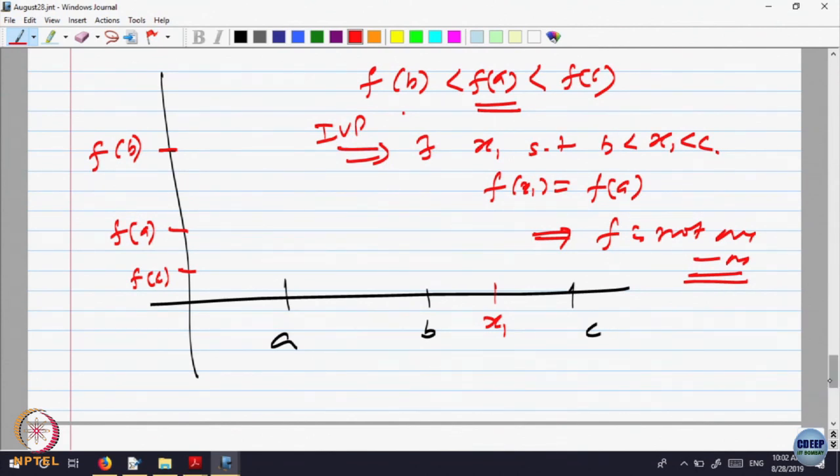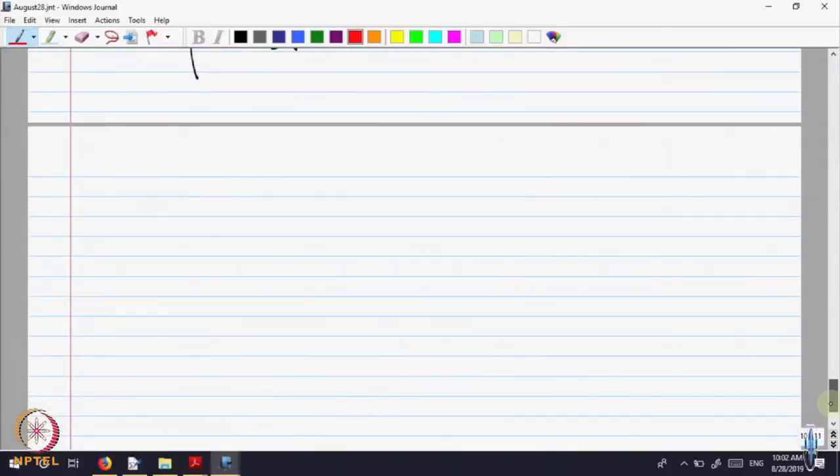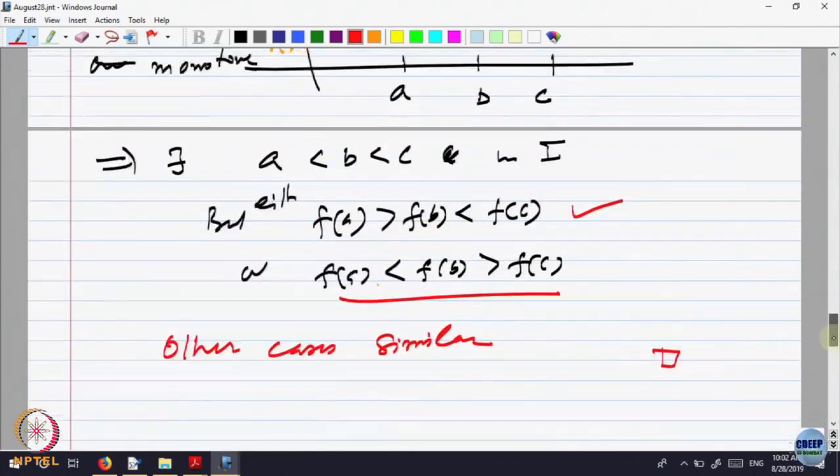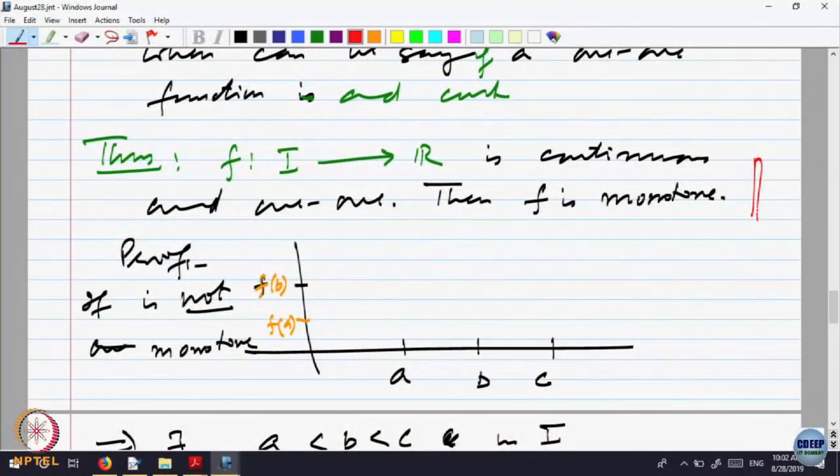So a function which is continuous and 1-1 has to be monotone. This is the theorem that we just now proved: 1-1 continuous, it has to be monotone. Right. Let us look at monotone functions slightly more.